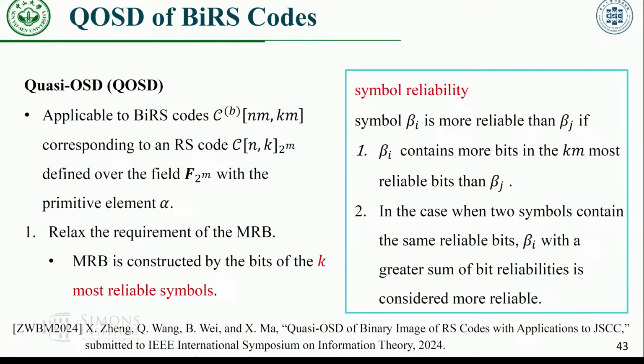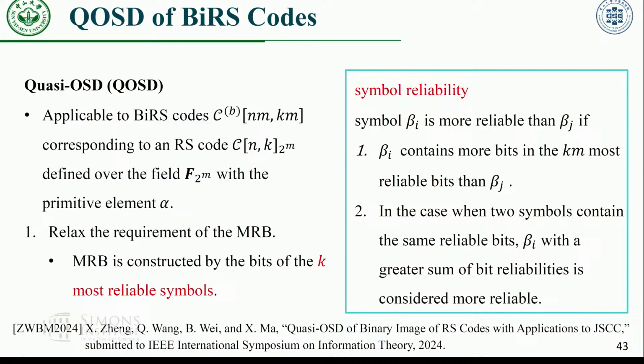So earlier we have mentioned the Reed-Solomon code. The binary image of Reed-Solomon code can also have a low latency decoding algorithm. So this we call quasi-OSD. We relax the requirement for the MRB. So we just select based on the symbols. And for a symbol, we say a symbol is more reliable than another symbol if the symbol contains more bits in the chi m most reliable bits, okay?